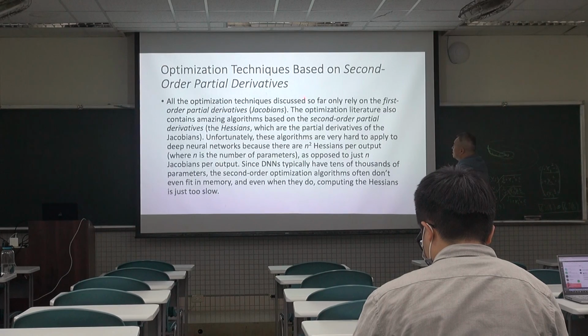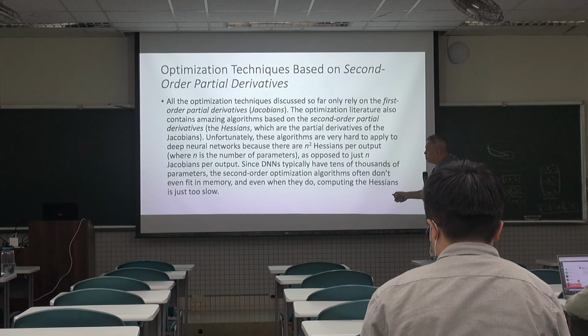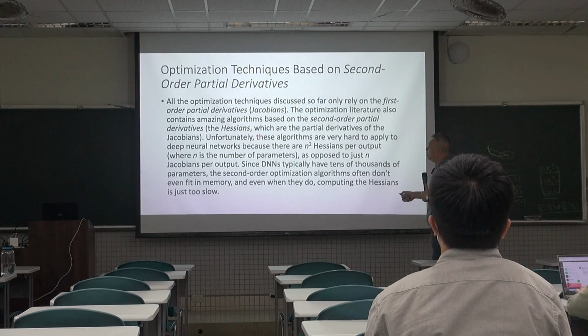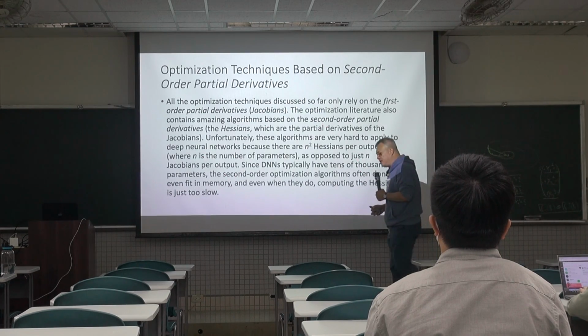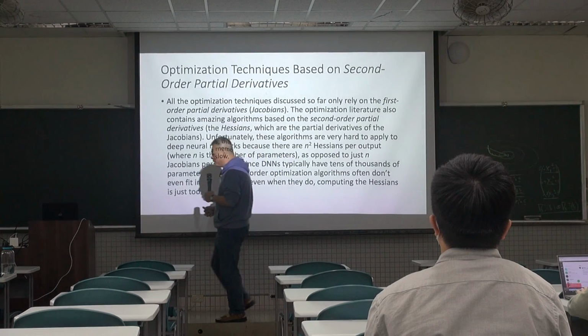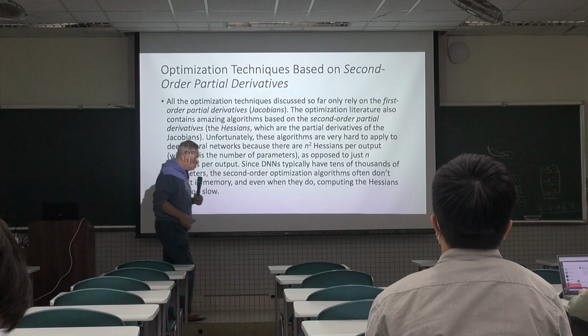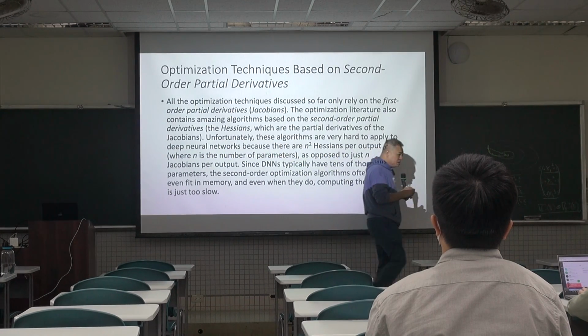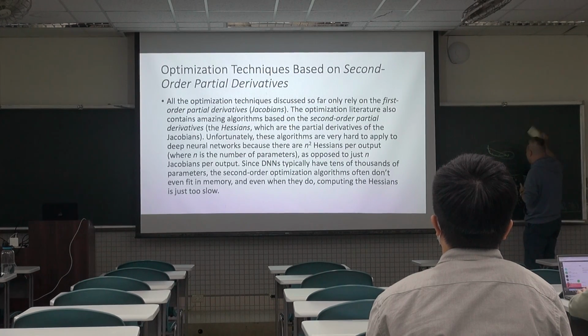The optimization literature also contains algorithms based on second order partial derivatives. We call those second order partial derivatives the Hessian. But we normally do not use those algorithms based on second order partial derivatives. Why? Because in deep learning, we have a lot of parameters. Each weight is considered a parameter.